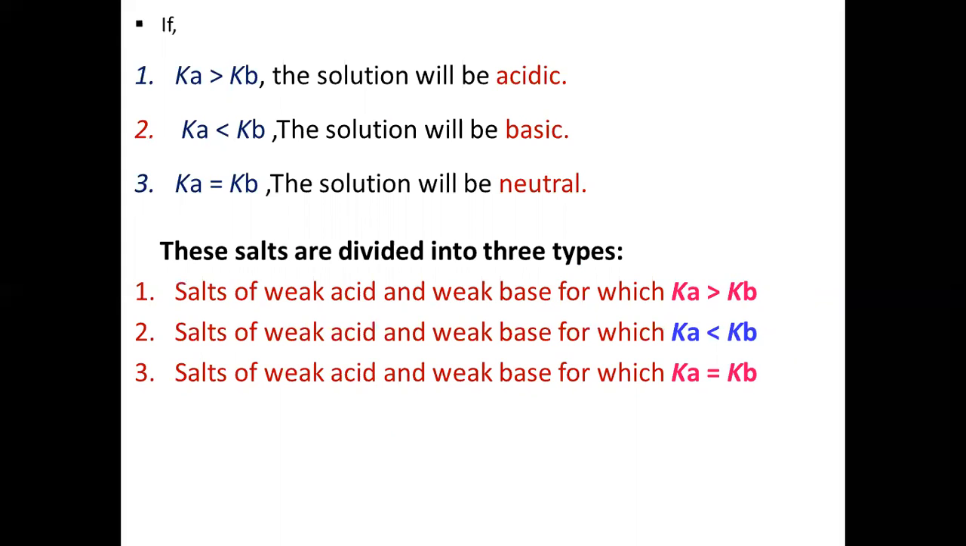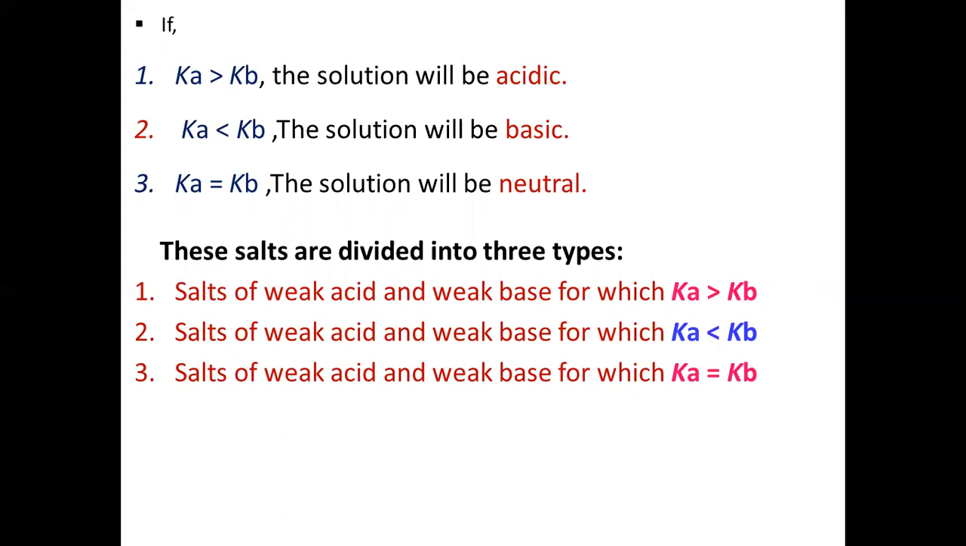First case: if Ka, that means the dissociation constant of the acid, is greater than the dissociation constant of the base, then what will be the nature of the solution? If Ka is greater than Kb, the solution will be acidic in nature. That means if the dissociation constant of the acid is greater than the dissociation constant of the base, the solution will be acidic in nature.